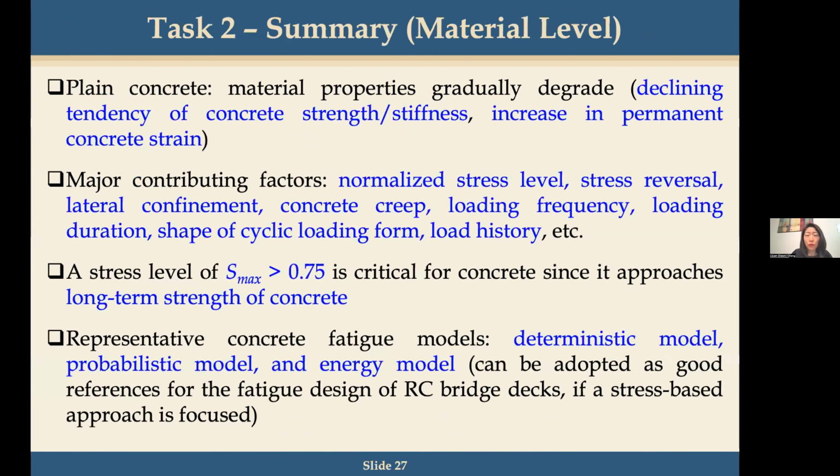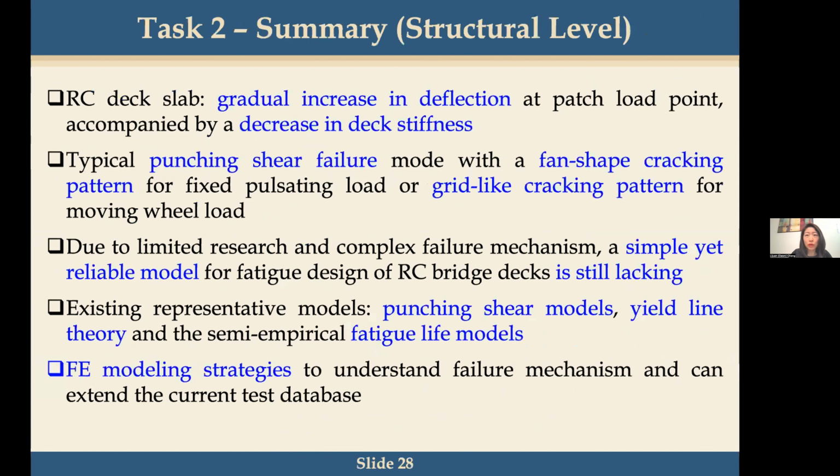So in the summary of this literature review, we captured most of the material level degradation in the concrete under fatigue, but most importantly the structural level degradation in the concrete bridge decks. The gradual increase in the deflection accompanied by the decreasing deck stiffness is something very common. There are also punching shear failure modes with different types of cracking pattern observed in the experimental work for both fixed pulsating load or the moving wheel loads. And also due to the limited research, a lot of these models are based on their own empirical results, so it's still not very reliable for design purposes.